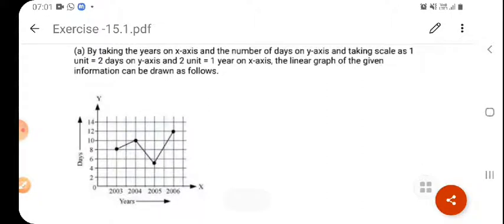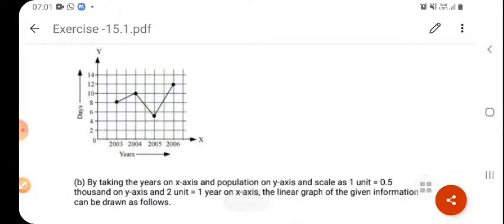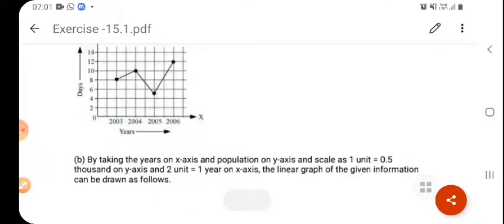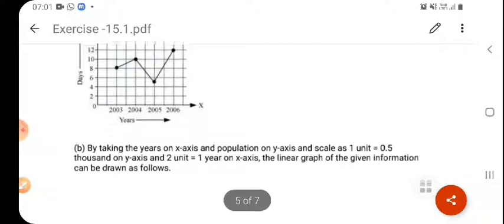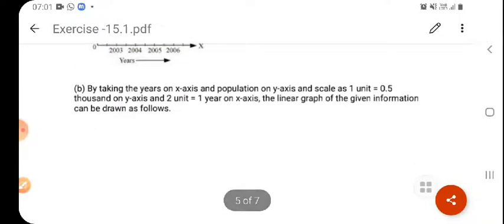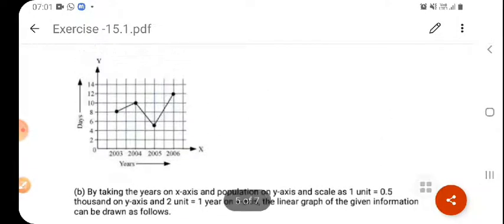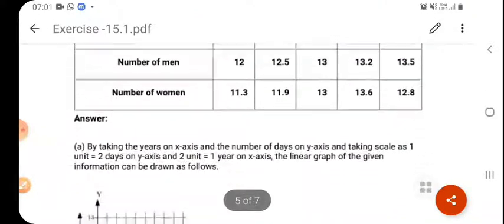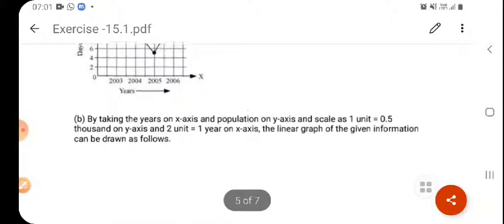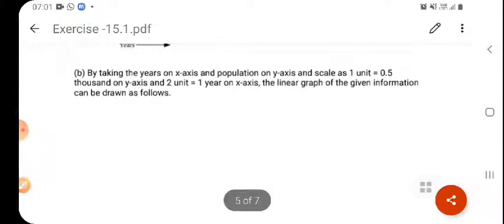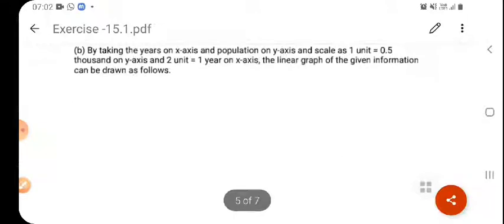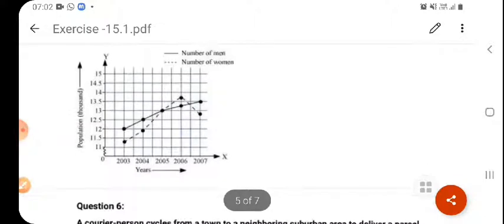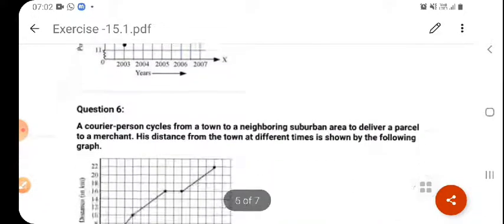Here we will find the number of days and here the number of years. So 2 units is 1 year. For 2003, 2004, 2005 and 2006 we can see the different values: 8, 10, 5 and 12. By taking the years on the x-axis and population on the y-axis, 1 unit is equal to 0.5 and 2 units is equal to 1 year on the x-axis. The next graph is also made in the same way.